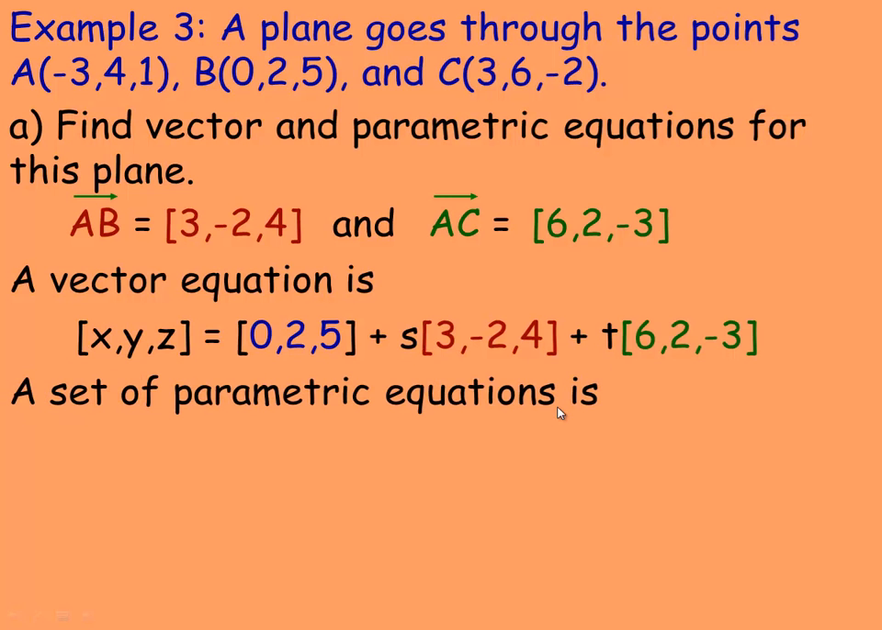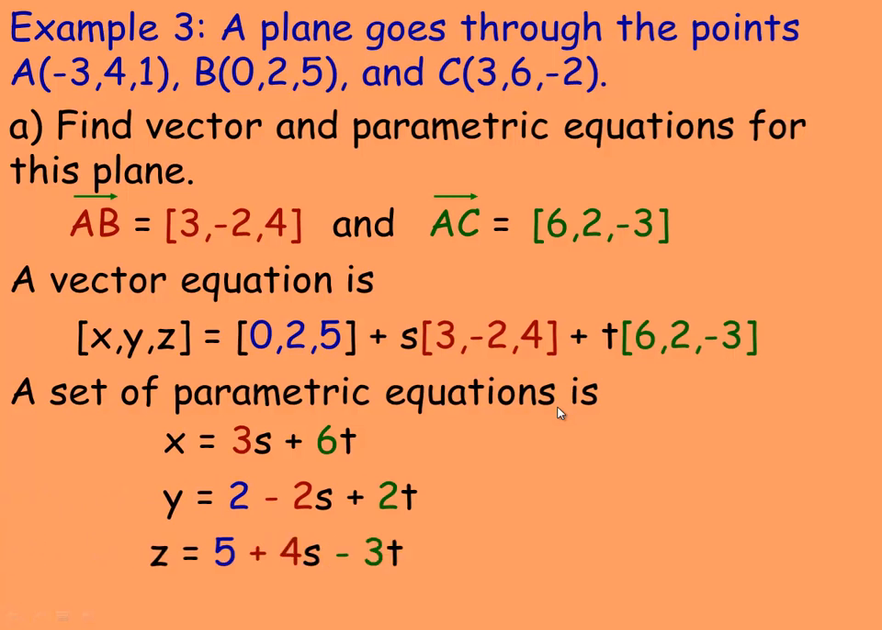To write a possible set of parametric equations could look like this. So if I write the ones out for this vector equation, I would have 0, 2, and 5 at the beginning. So 0, I don't really need to write a 0 there, 2, 5. And then 3s plus 6t here, negative 2s plus 2t here, and then s times 4 is 4s, and t times negative 3 would be minus 3t. So there's the parametric equations that go with this vector equation.